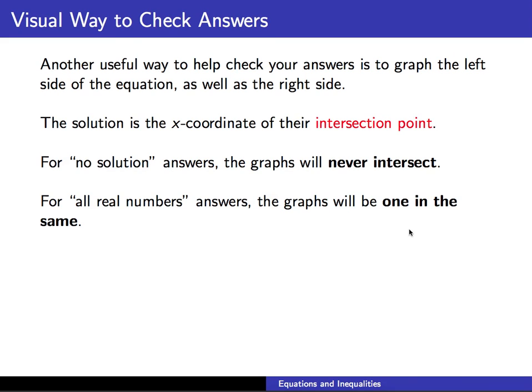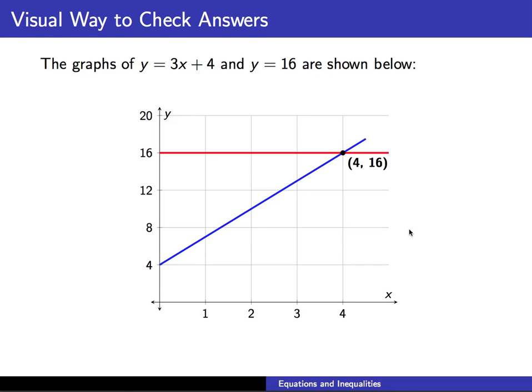So it kind of makes sense: if the intersection point is a solution, then no solution means they don't intersect. For our all real numbers answers that we got earlier, the graphs are going to be one and the same. So if we graph the left side and then we graph the right side, it's going to sit perfectly on top of the left side. So there's an infinite number of intersection points if you draw one graph on top of another, which means any possible number you want to pick will be a solution.